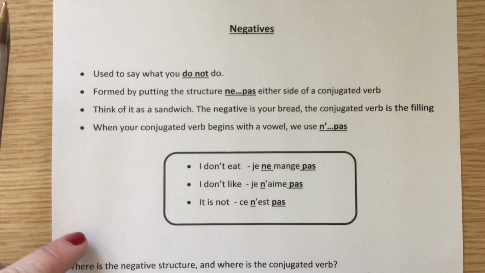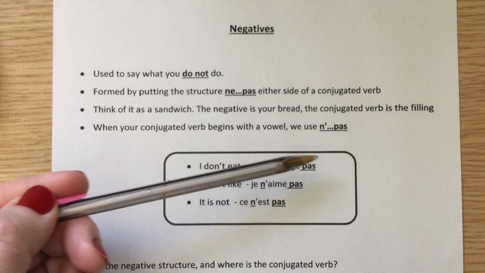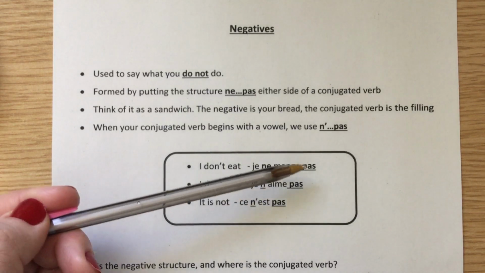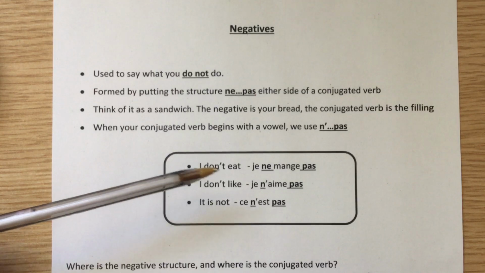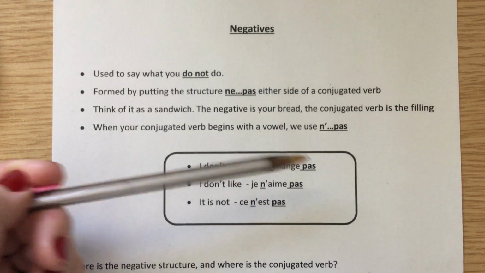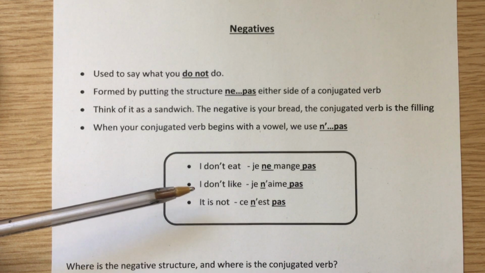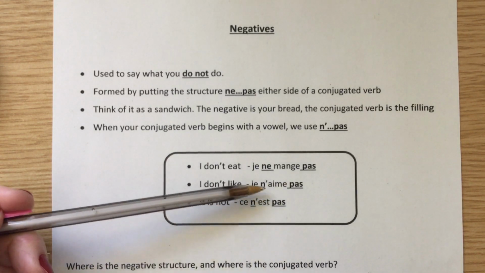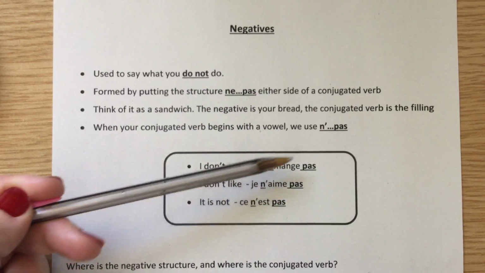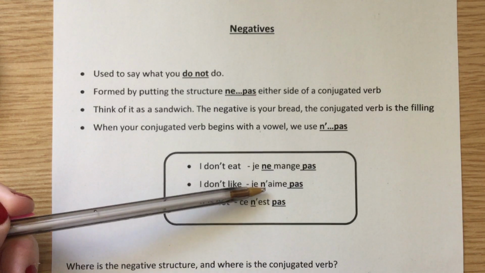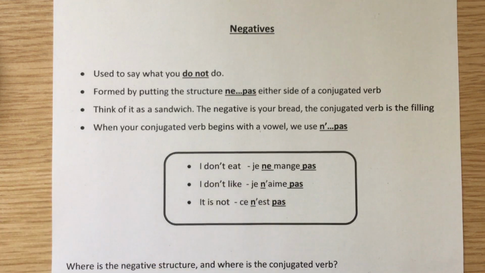Let's take a quick look at some really common examples. Here we have je ne mange pas. We've got our ne and our pas either side of our conjugated verb eat. I don't or I do not eat. Je n'aime pas, I don't like. This is the example I was talking about just a moment ago. Je n'aime pas with our ne and our pas either side of our conjugated verb. And here we can see this rule about the two vowels together. We haven't used ne, we've used n apostrophe because our conjugated verb begins with a vowel.